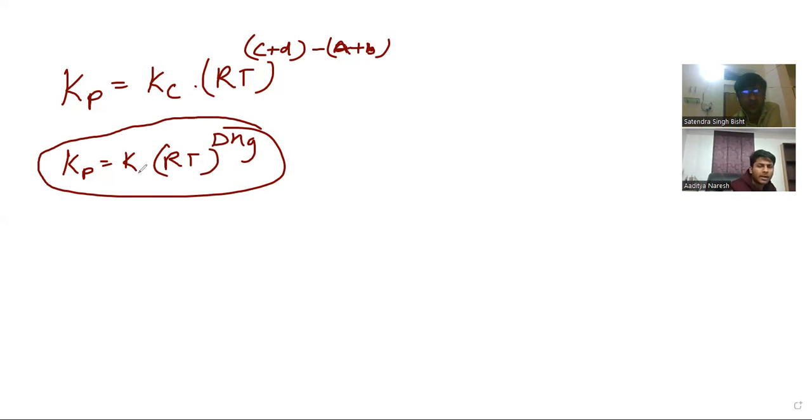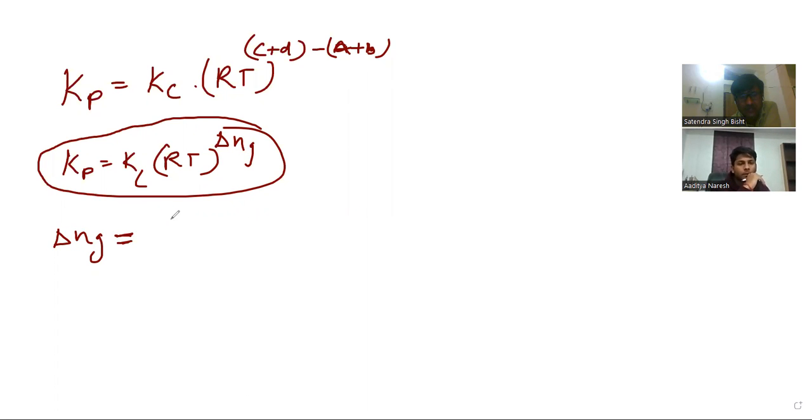So what is del Ng? G is for gas, so it is applicable only for gas. N is for number of moles, and del means change. So del Ng is the change in the number of moles of gas.